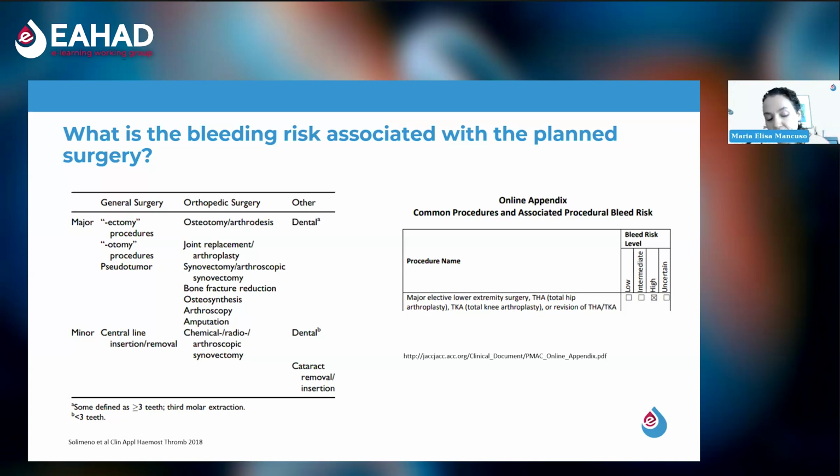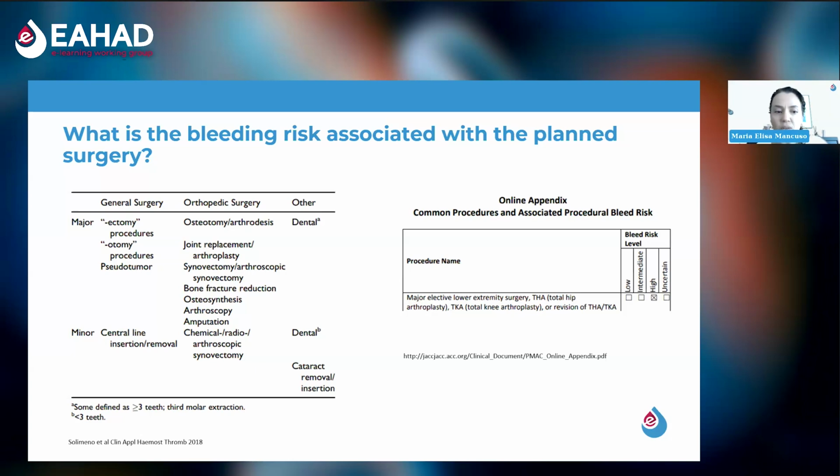For major procedures, let's say that all the procedures requiring general anesthesia are considered major procedures, and usually major procedures come with a high bleeding risk. So, for instance, in hemophilia, if we think about orthopedic procedures in terms of arthroplasty, we should also consider treatment of pseudotumors. The removal of big pseudotumors is, of course, at major risk.